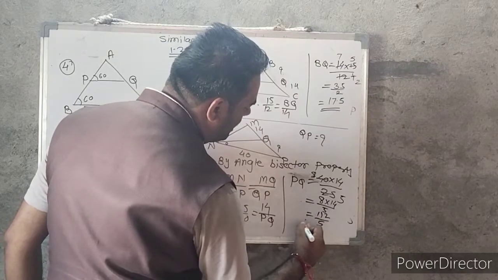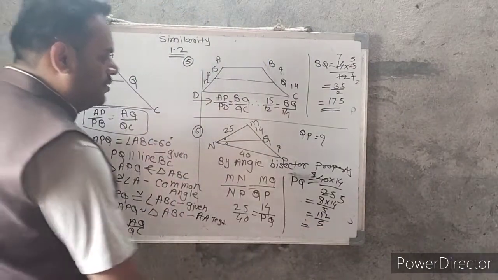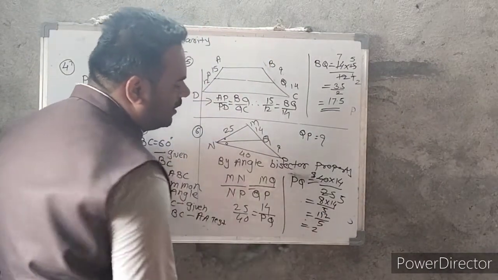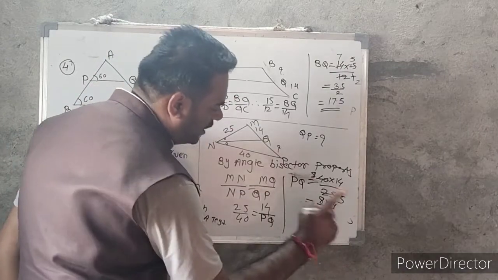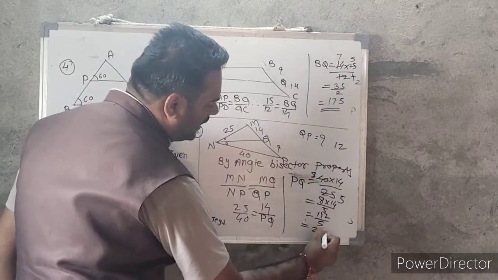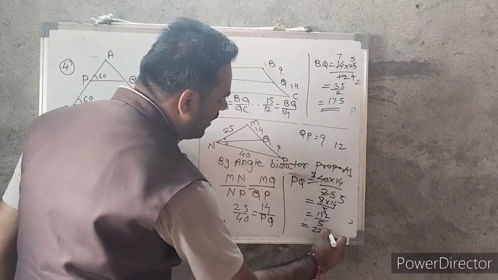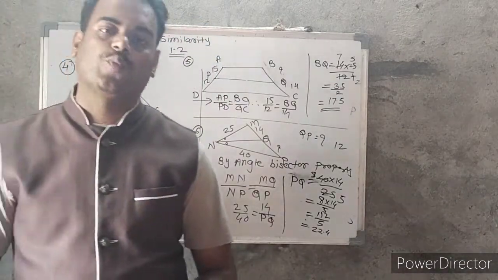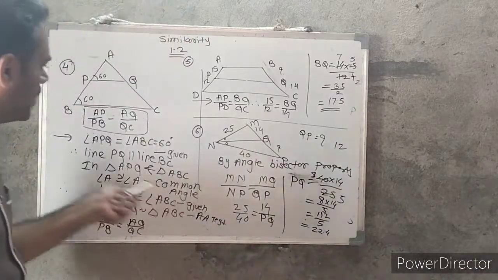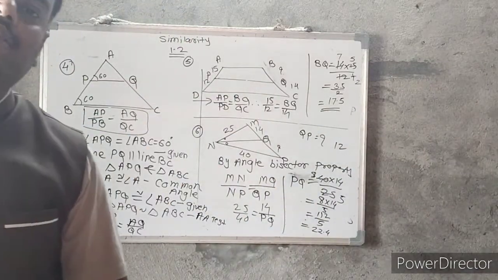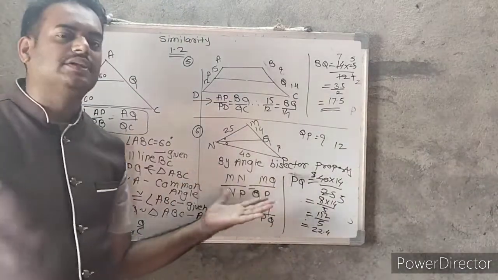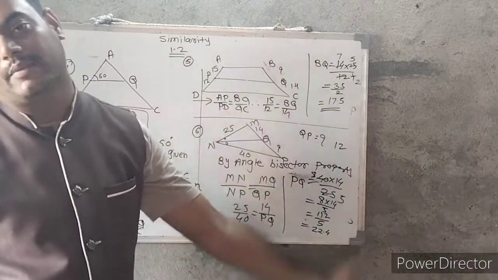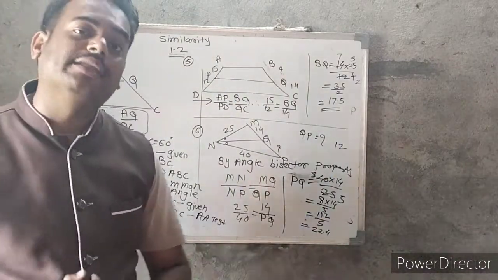112 divided by 5. So 5 2s are 10, then again one remainder, 12, 5 2s are 10, 2 remainder, 20, 5 4s are 20. So what is the answer? 22.4. So I hope you understood all these three examples. These are very easy examples, just applications of BPT, the angle bisector theorem and the parallel line property.